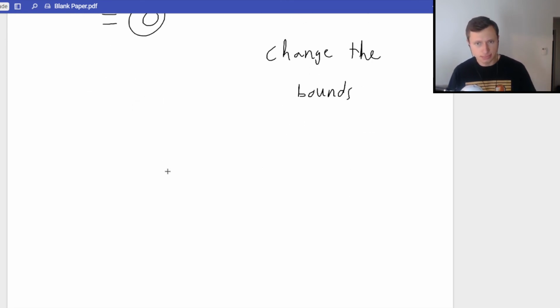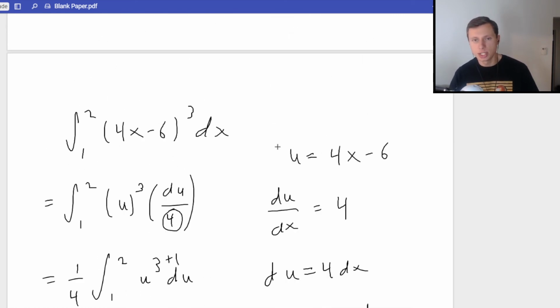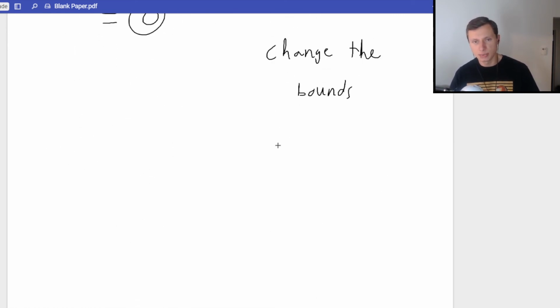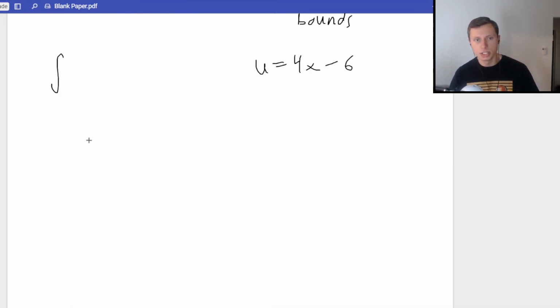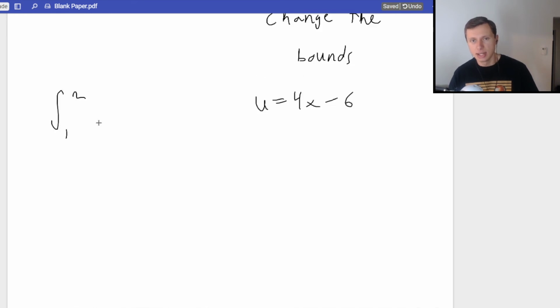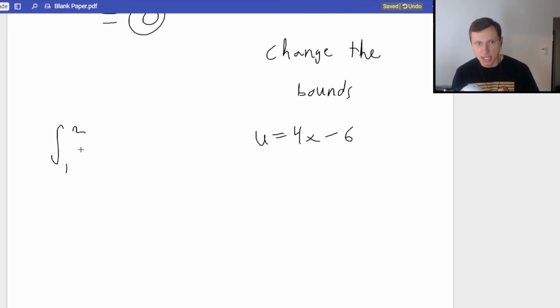Let's talk about that right now. So when it says change the bounds, and we did the U substitution, u equals 4x minus 6, and we had the integral from 1 to 2. I don't care what was inside it right now. Let's just stick with these facts. Integral from 1 to 2, we said u is equal to 4x minus 6. Technically, to change the bounds, you plug in 2 and 1 into my x points and find the new bounds.